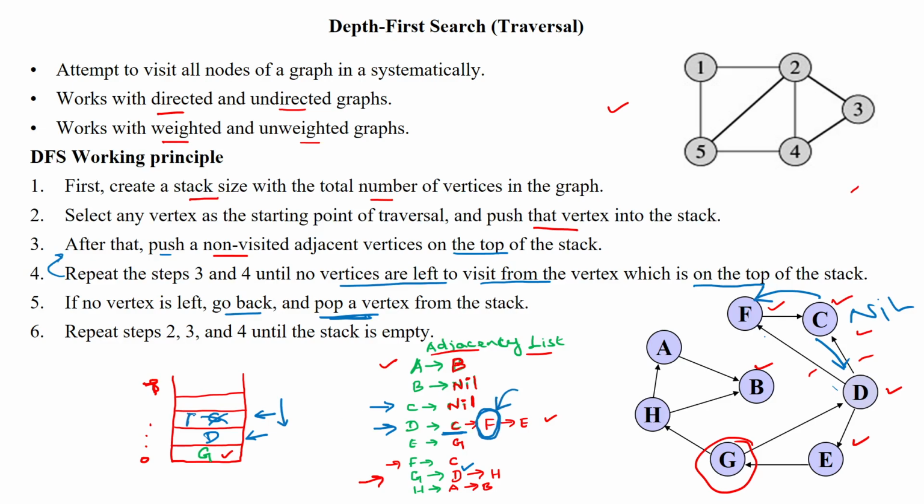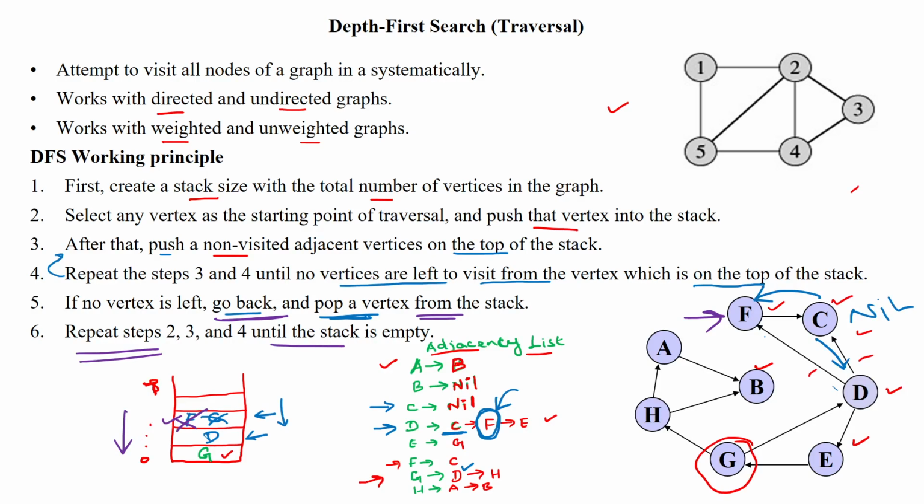So F will be pushed into the stack. After F is pushed, we check whether F has any adjacent vertex which is not visited. For F there is no unvisited vertex because C is already visited. So for F there are no unvisited vertices, then we have to go back. For going back, we pop the vertex, so F will be popped. Like that we repeat for all the vertices which are unvisited, until the stack is empty.